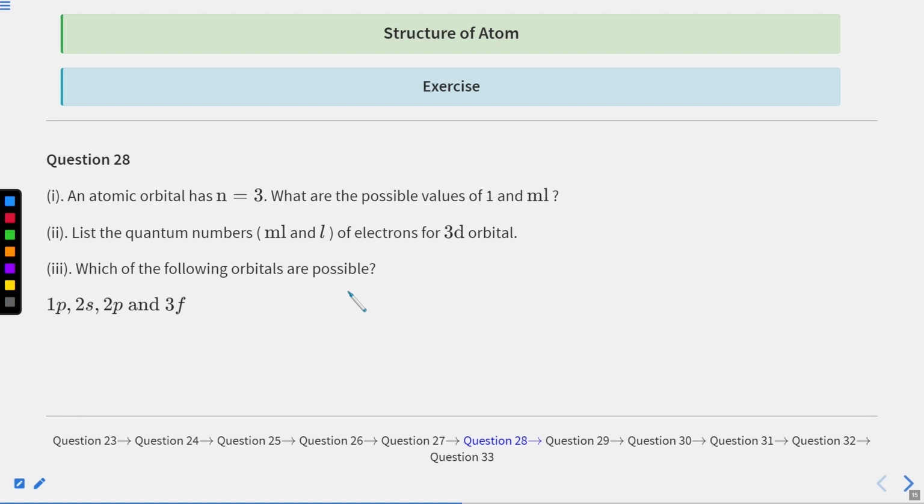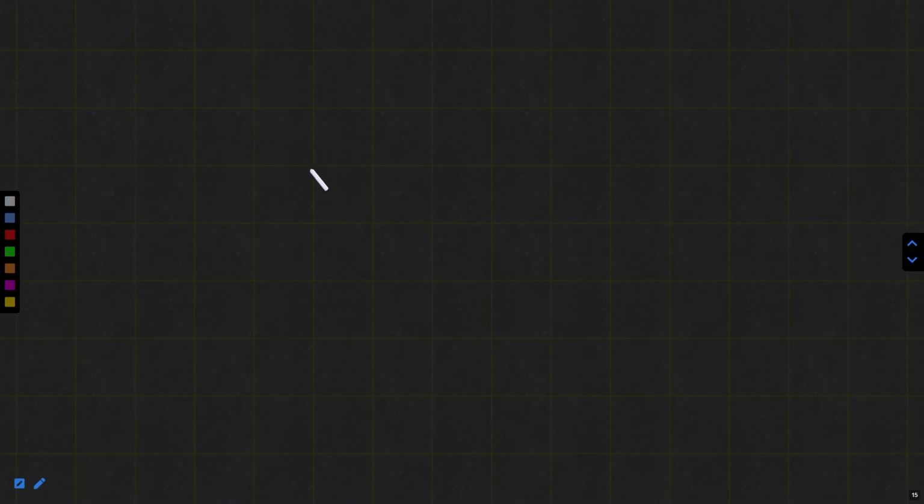Next is, an atomic orbital has n equal to 3. What are the possible values of L and ml? Okay, so what are the possible values? If you remember, for n equal to 3, L values range from 0 to n minus 1. What is the value of n minus 1? That is 3 minus 1, 2. So we can have the numbers in between, 0, 1 and 2. So these are the possible values of L.